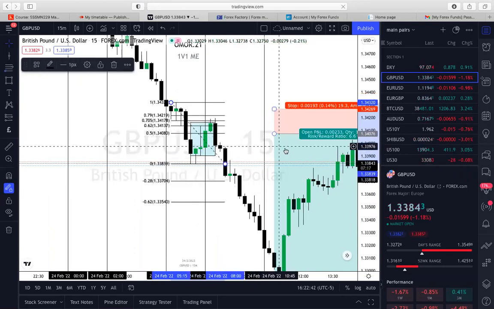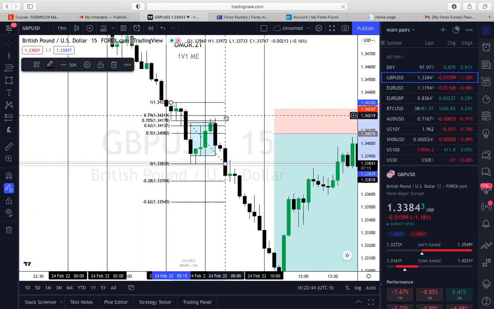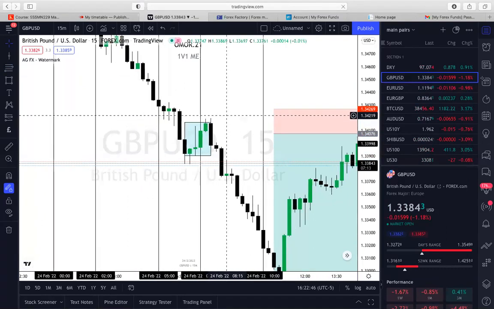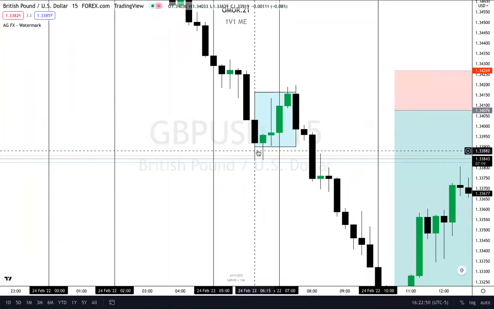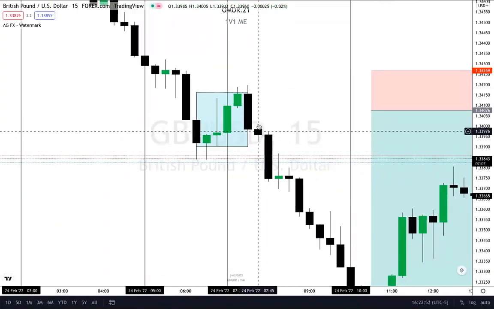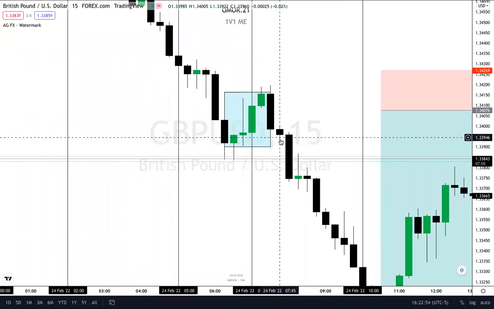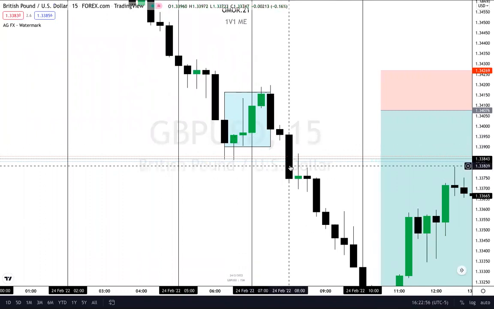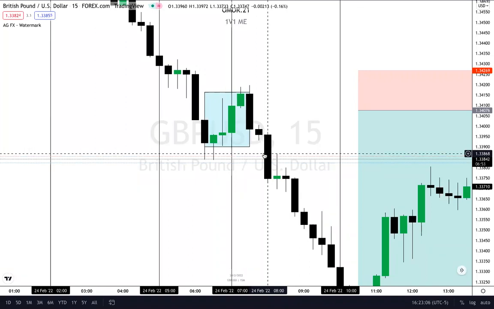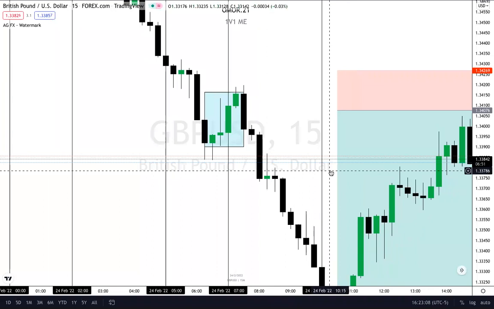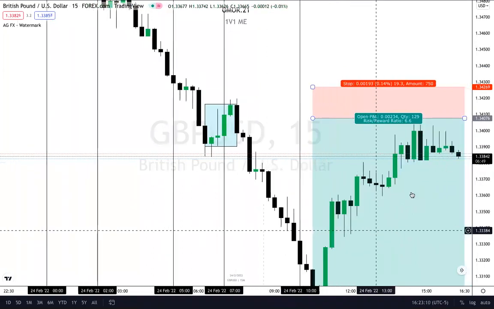It's another OTE. Now, going back to imbalances. What does this candle leave when it goes down one way? Imbalance. Where does a candle come and fill it to? 50%. It comes to the 50% and it trades off of it.